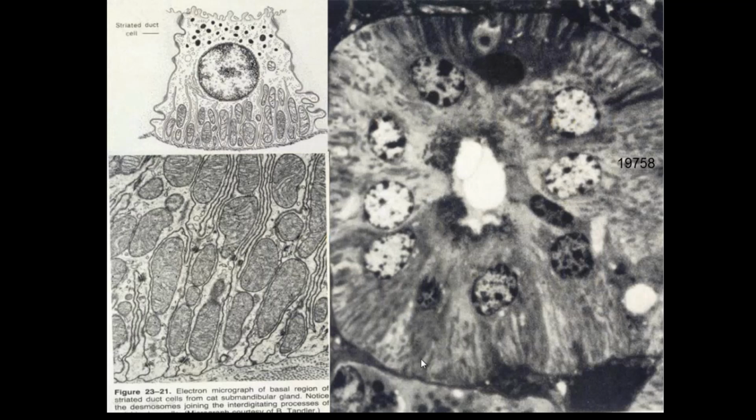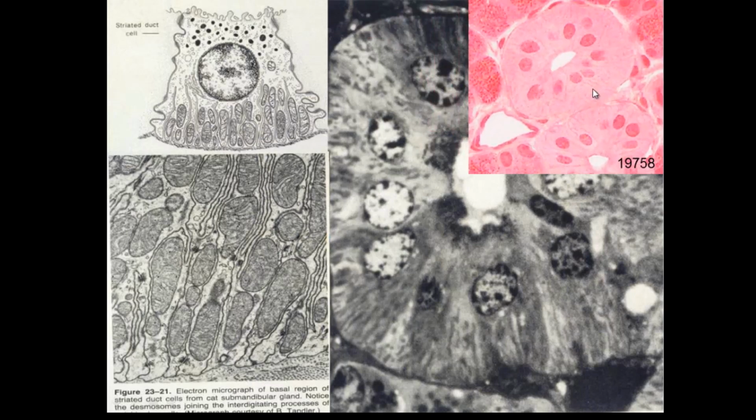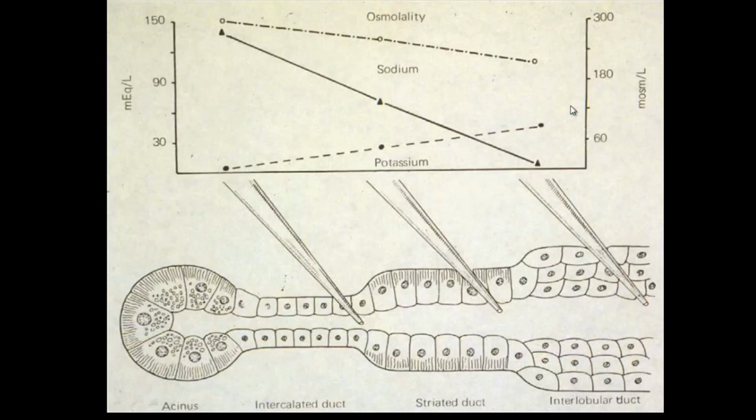Here we can see the infolding of the plasma membrane in through here and there, and the lining up of the mitochondria, which causes the striations. And then here we can see the striations, which are really the mitochondria lined up through there. There's a secretory portion, and this is a striated duct portion.